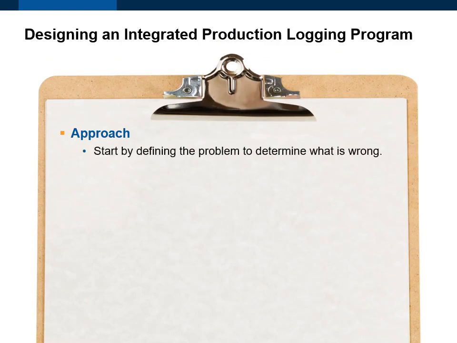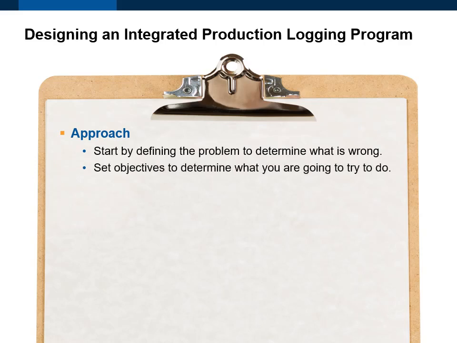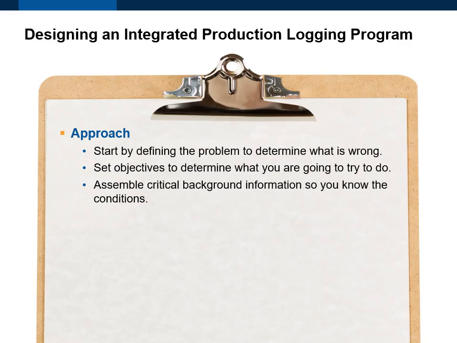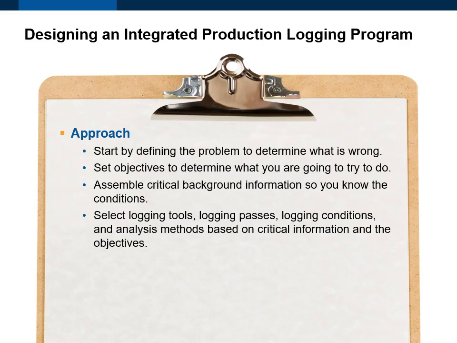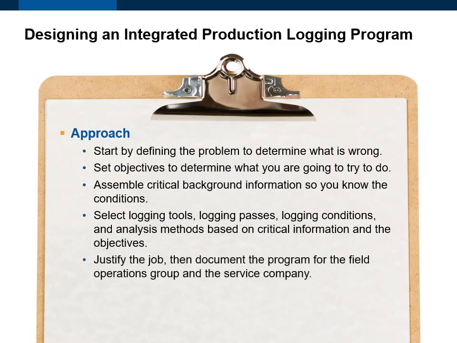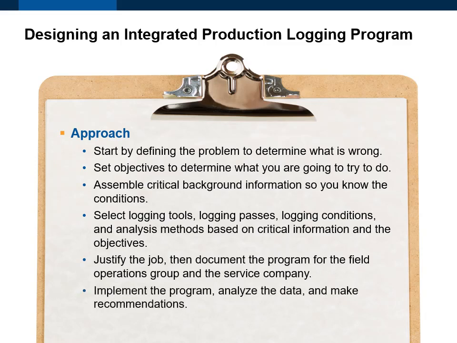Start by defining the problem to determine what is wrong. Set objectives to determine what you're going to try to do. Assemble critical background information so you know the conditions. Select logging tools, logging passes, logging conditions, and analysis methods based on critical information and the objectives. Justify the job, then document the program for the field operations group and the service company. Implement the program, analyze the data, and make recommendations.